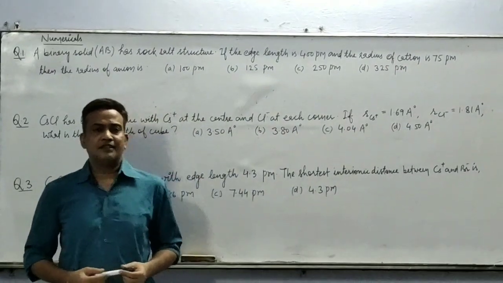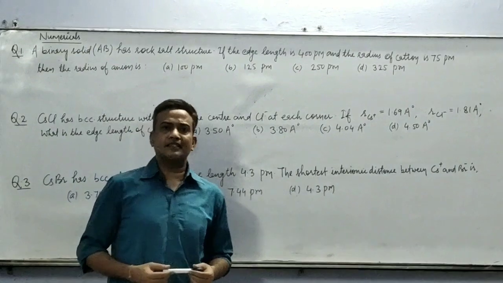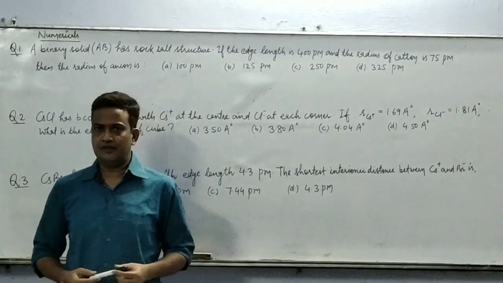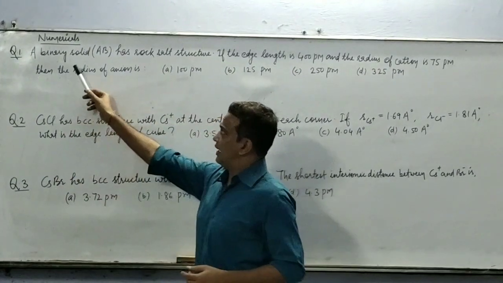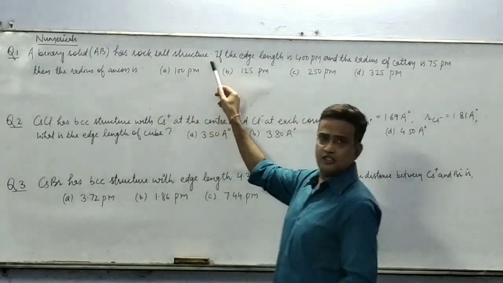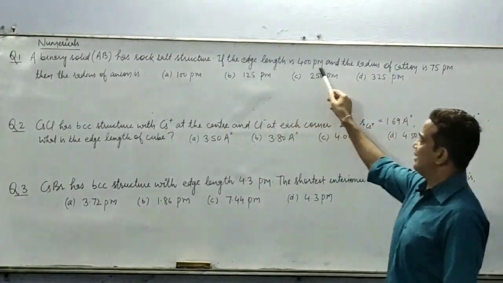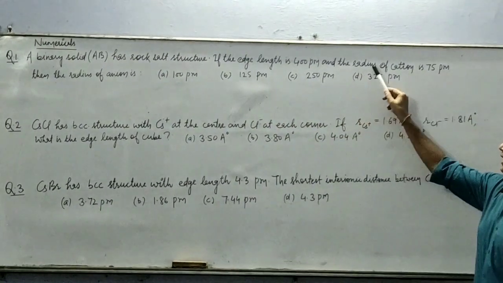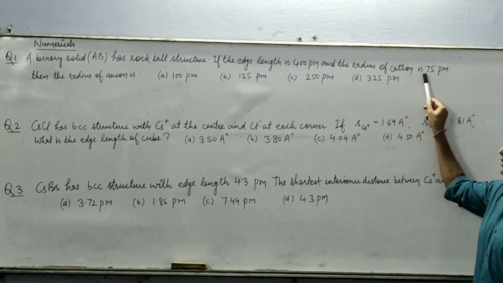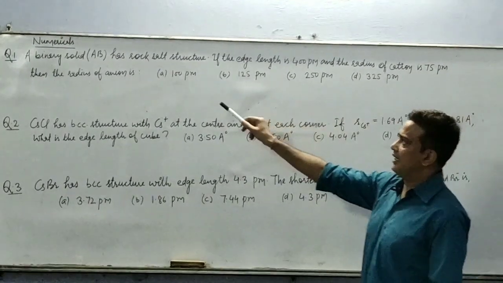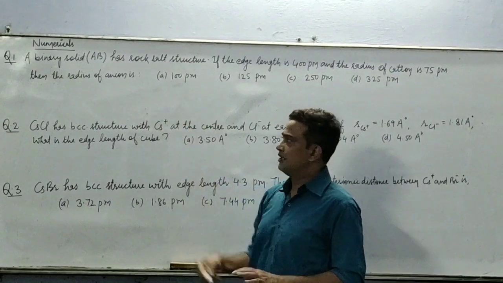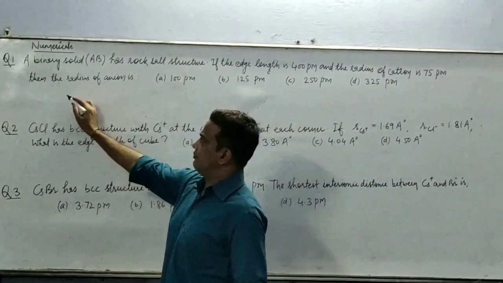Now students, let's solve some numericals related with solid state. Question first. A binary solid AB has rock salt structure. If the edge length is 400 picometer and the radius of cation is 75 picometer, then the radius of anion is. Now how to solve this question?